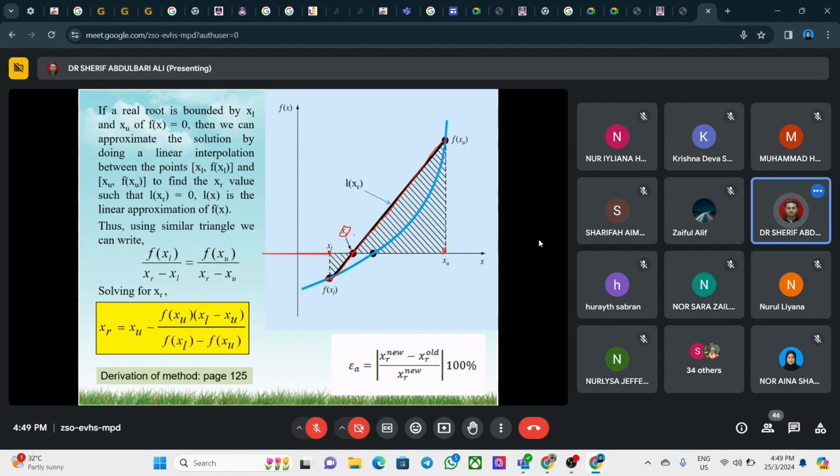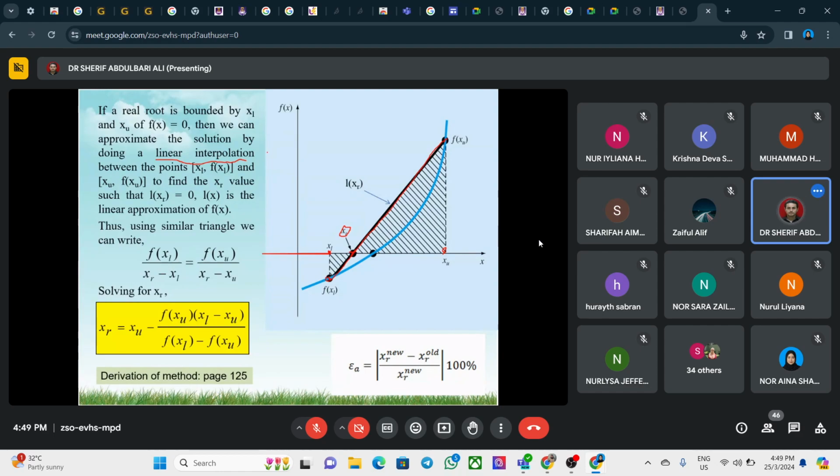Here, we are not having the xr in the middle between x lower and x upper. No, we are having a line. This line, we call the linear interpolation between the x lower and its function and x upper and its function. So that's why it's faster than the bisection methods. When we do the example and the exercise, you are going to see how much faster it is.